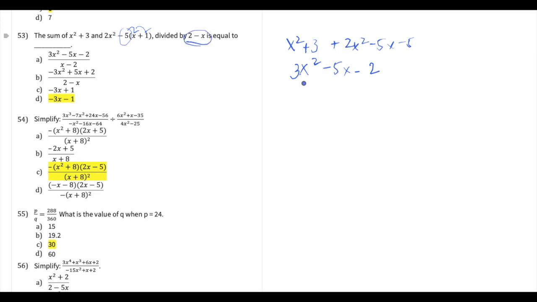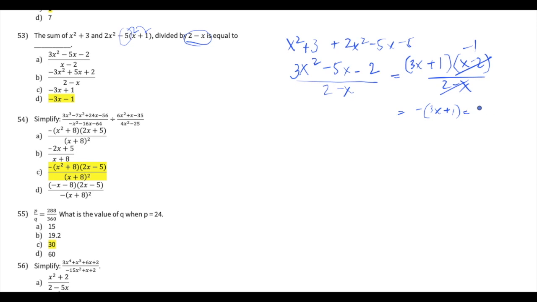Divided by this one. Okay, so ano ang factors nitong nasa taas? If we factor this out, we will get 3x plus 1 times x minus 2 over 2 minus x. Itong dalawa magka-cancel, equal to negative 1. So our final answer is negative 3x plus 1 or negative 3x minus 1. Letter D. Number 54. Simplify.